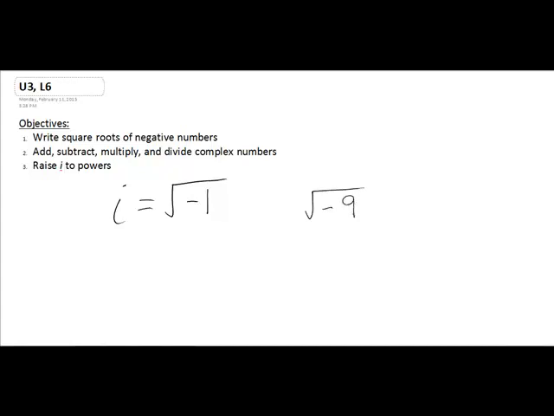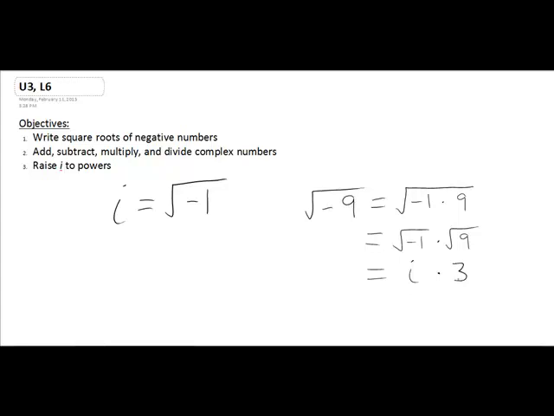Well, the product rule tells us if we can split this into two different numbers, we can take the square roots of them separately. Of course, you know that -9 is equal to -1 times 9. Now I can pull this into two separate square roots and say, well, that's the square root of -1 times the square root of 9. And because we've just defined i, we know the square root of -1 is i, times the square root of 9, which is 3.